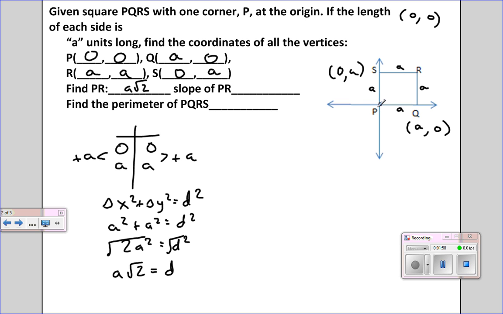Now we've got to find the slope of PR. Slope is delta y over delta x. If you look back at our chart, you know that delta y equals a and delta x equals a. So anytime you have a letter over itself or a number over itself, the answer is 1. And the perimeter, of course, will be 4a.